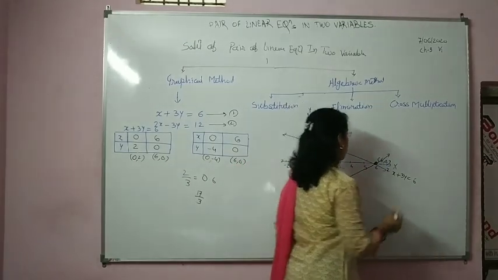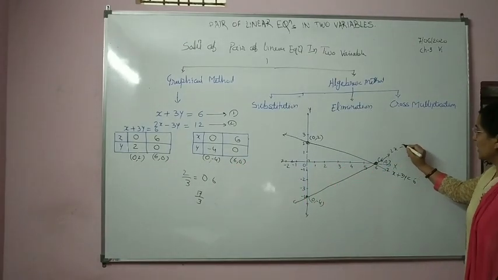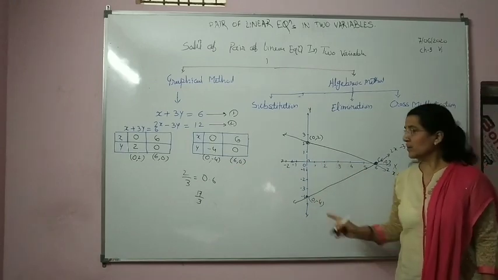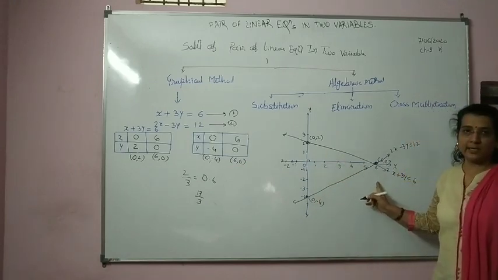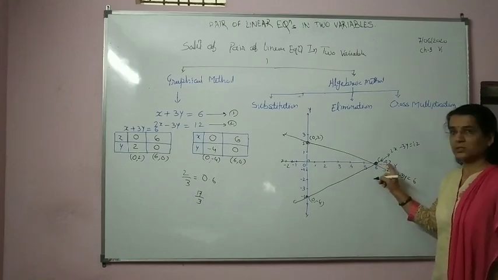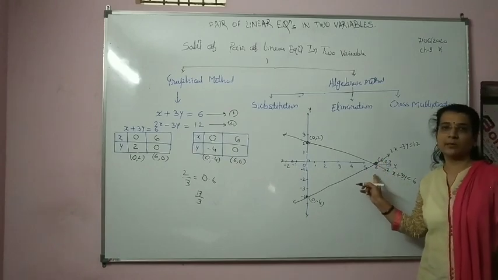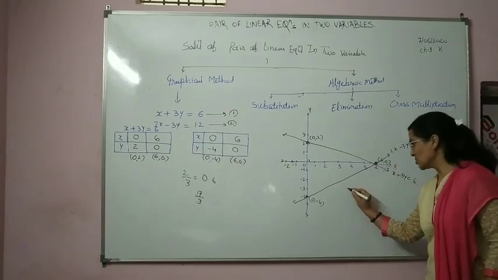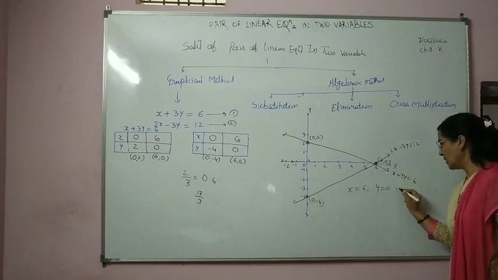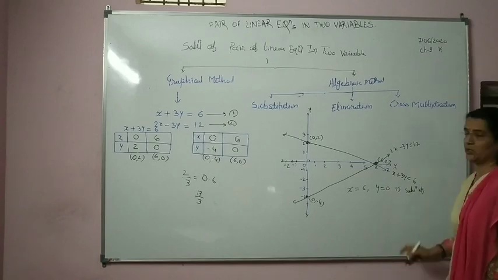Then this is the line whose equation is 2x minus 3y equals to 12. Now what you are observing here is both the lines are intersecting. Both the lines are intersecting at the point 6, 0. Wherever they intersect, that point is nothing but the solution of the equations. So what is the solution? x equals to 6, y equals to 0 is the solution of the pair of equations.